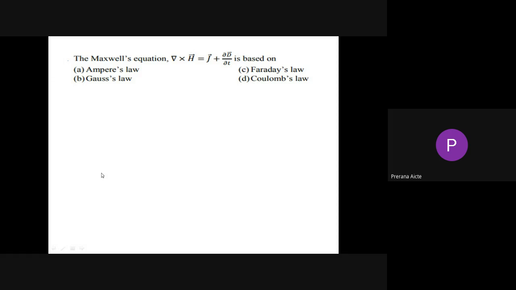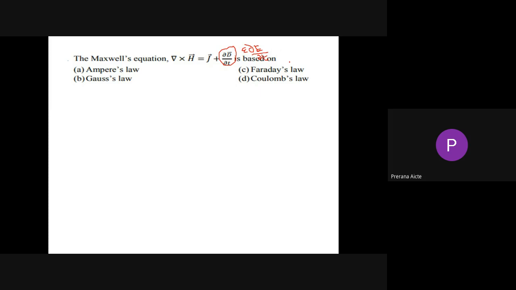And sometimes this dou D by dou T, you can also write in terms of electric fields. This dou D by dou T, you can write as epsilon into dou E by dou T, because D is equal to epsilon into E. That's why sometimes they will ask J plus epsilon into dou E by dou T. Both are the same. So which equation is it?